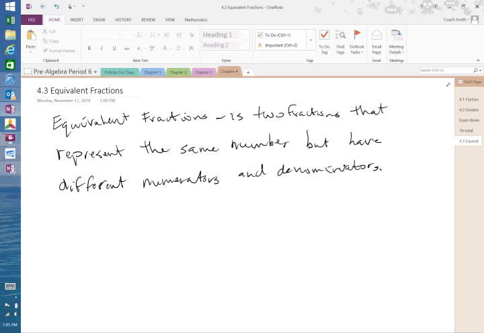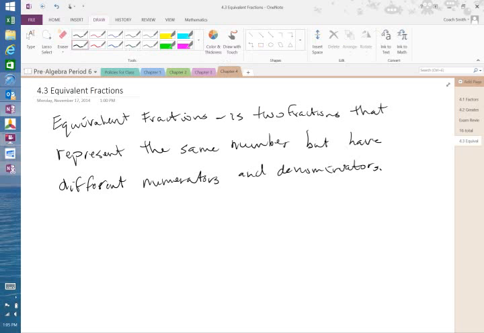For example, if we have the number 5 over 15, okay, 5 over 15 is obviously a fraction. It is a proper fraction, okay. It's a proper fraction because the numerator, the top number, is smaller than the denominator, the bottom number, okay.